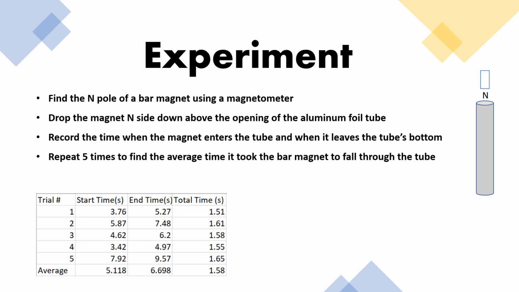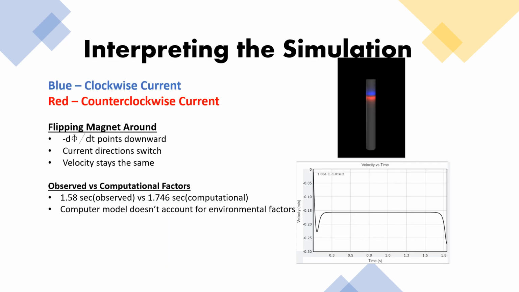In my experiment, I observed the fall time to be 1.58 seconds. Interpreting the simulation: looking at a computational model, the coloring on the tube indicates the magnitude of current flowing through each ring. Red and blue are current flowing in opposite directions. Blue is a clockwise current and red is the counterclockwise current.